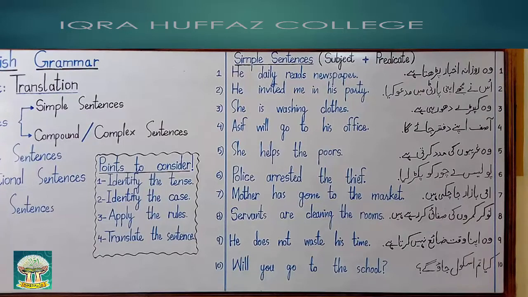We use is or am or are as helping verb, and we use the present participle form of the main verb, which means the fourth form of the main verb. Wash, so the fourth form is washing. And with she we use is. She is washing clothes. Okay, here I would like to tell you one additional thing with the word clothes. You see here, clothes.